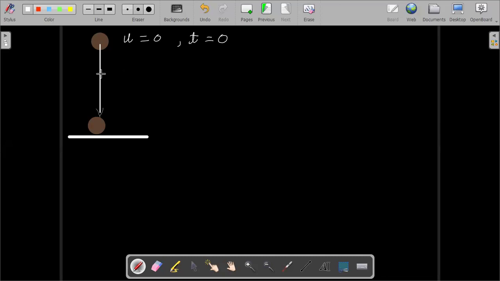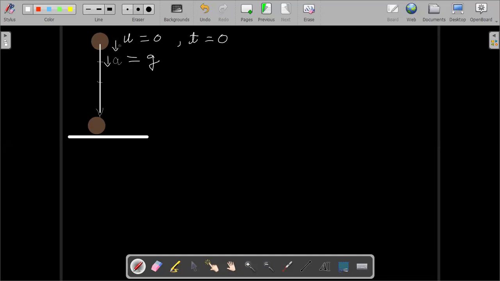Acceleration at any given instant of time: whether the ball is at this point or any other point, the acceleration acting on it is equal to g. It is also acting vertically downward, and its direction of motion is also downward.